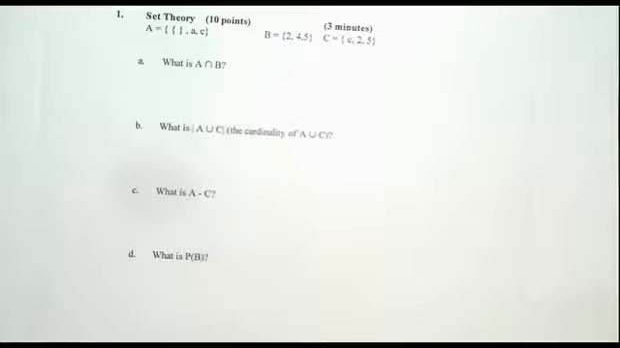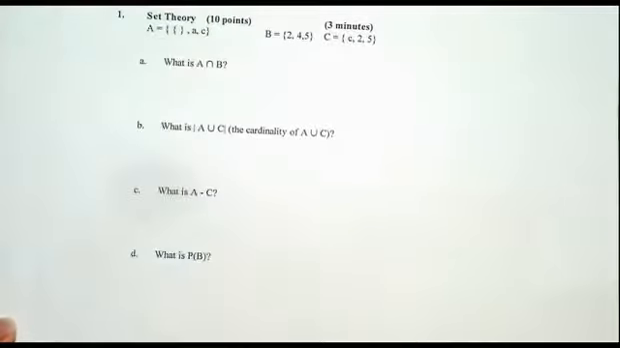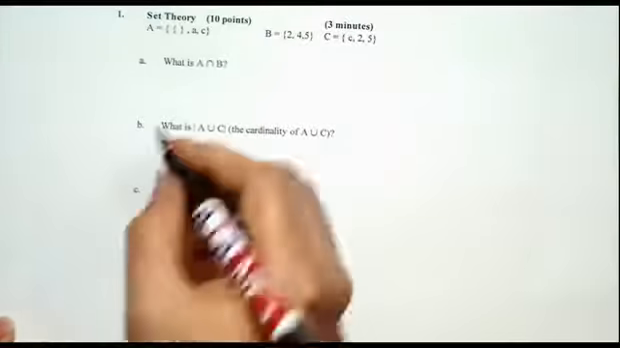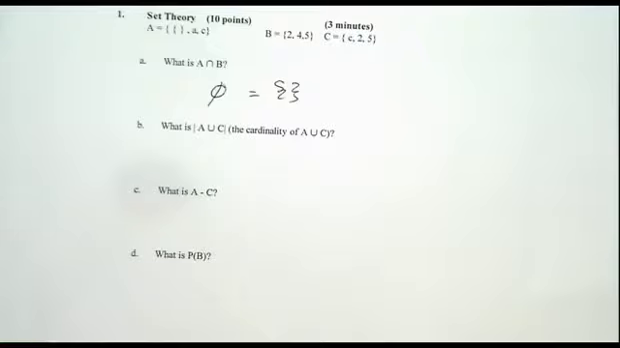Okay, so the first part of your test, super easy, set theory stuff. I'm not going to work it because we don't have a huge amount of time. But here's your practice test. You've got some sets, you need to find the intersection. So A intersect B. I just look if anything overlaps. It's the empty set. You may also write it like this. So either one of those answers is fine.